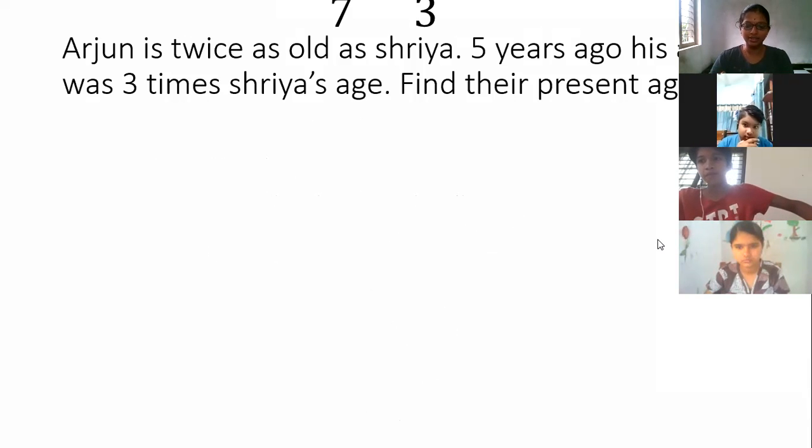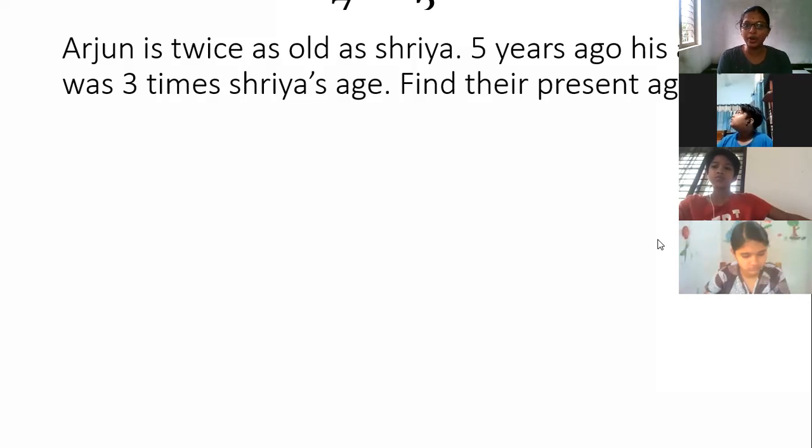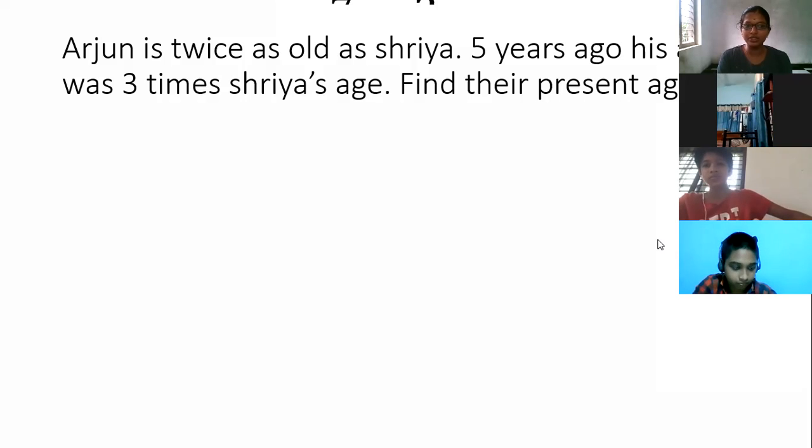Okay, then on page number 31, there is a question given. What is the question? Example 15. There is an example 14 remaining. Before that, we have to move to example 15. What is the question? Arjun is twice as old as Shriya. 5 years ago, his age was 3 times Shriya's age. Find their present ages. I think we have already discussed some age problem, Sahil's age and his mother's age, is it?